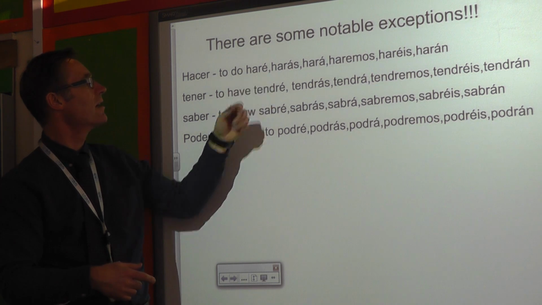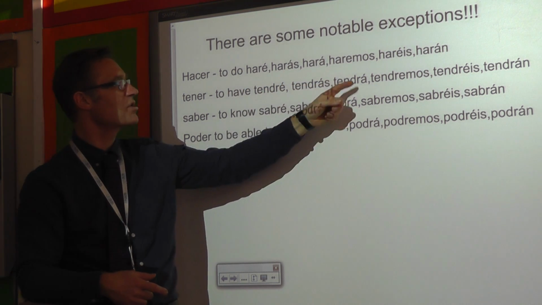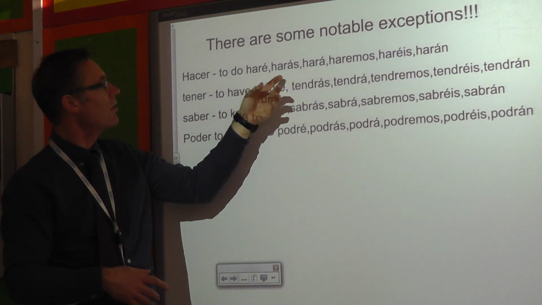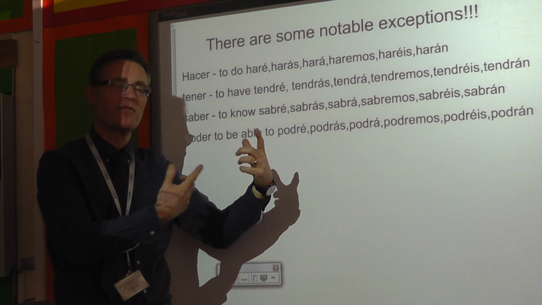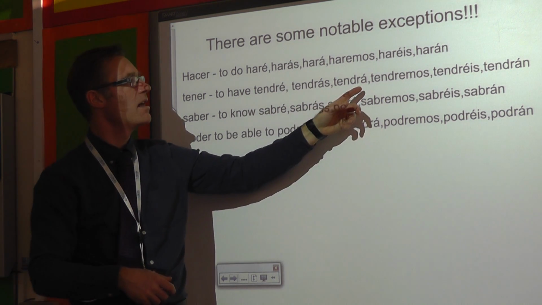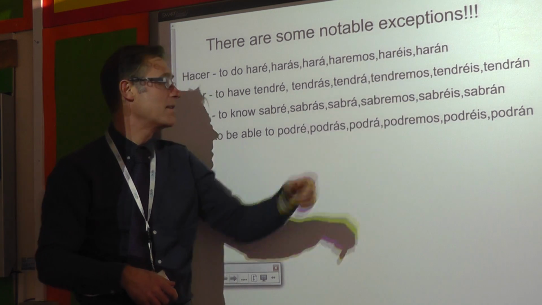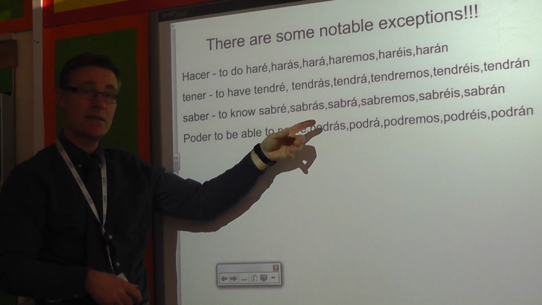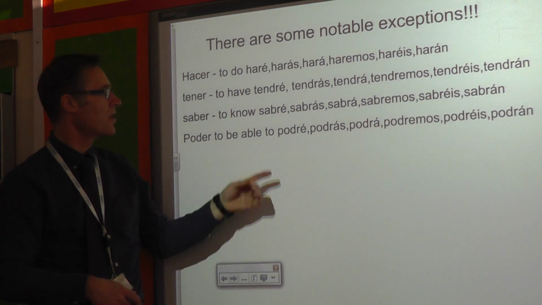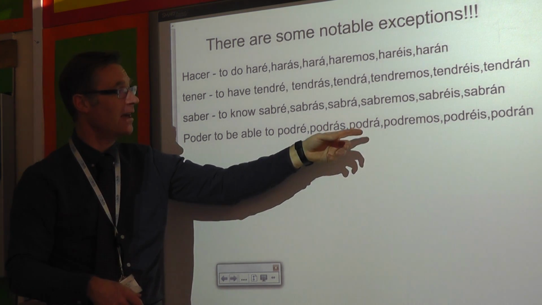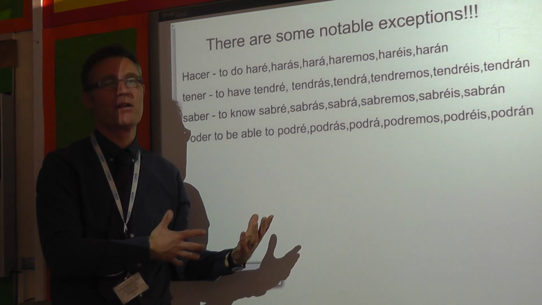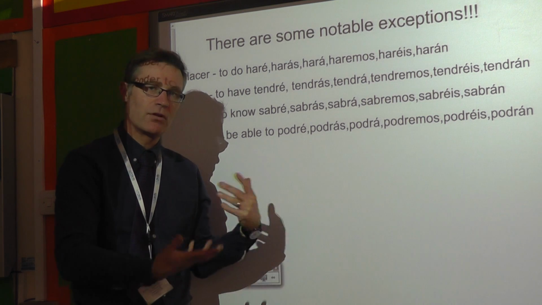So we've got haré, harás, hará, haremos, haréis, harán. So the idea is we've still got this use of adding to an infinitive, but we just change the infinitive slightly. Tendré, tendrás, tendrá, tendremos, tendréis, tendrán. Sabré, sabrás, sabrá, sabremos, sabréis, sabrán. Podré, podrás, podrá, podremos, podréis, podrán. There are other irregular verbs that you will need to have a look at yourself.